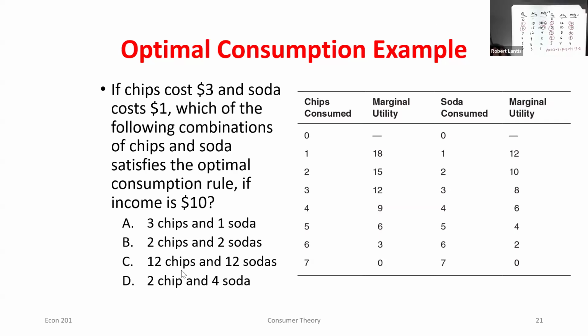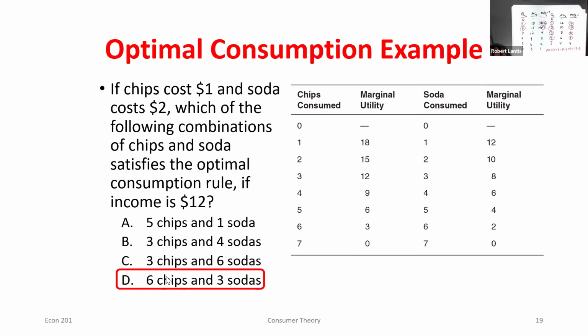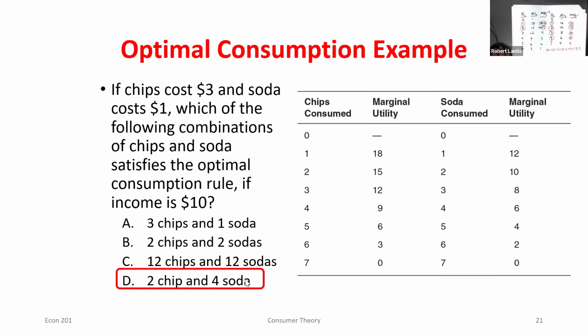So when the price of chips was higher, notice we bought quite a bit fewer chips and more soda compared to when the price of chips was lower and the price of soda was higher. Okay. Any questions on that before we keep moving here? Okay.